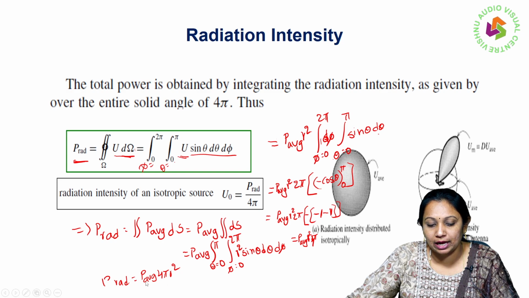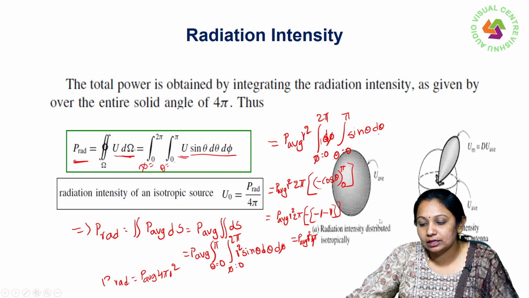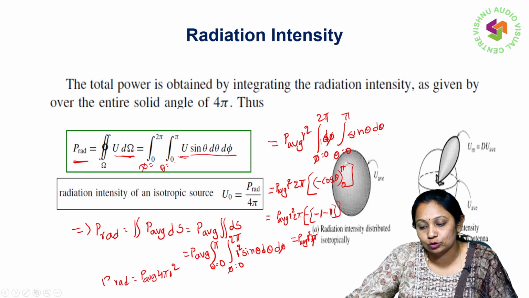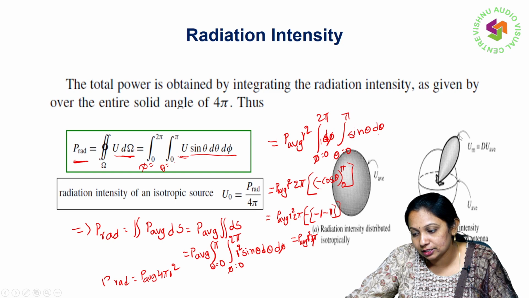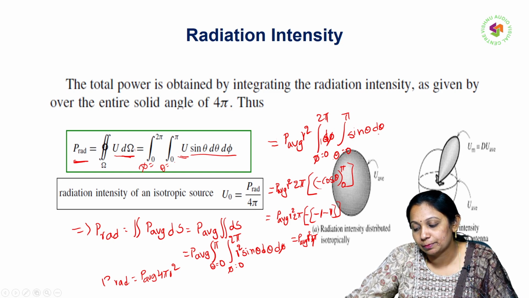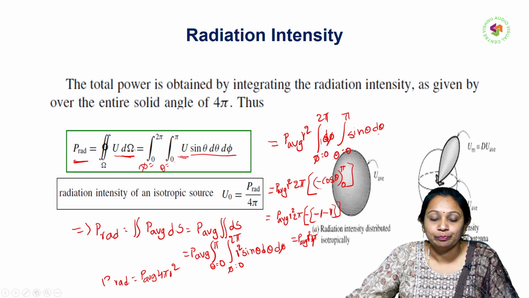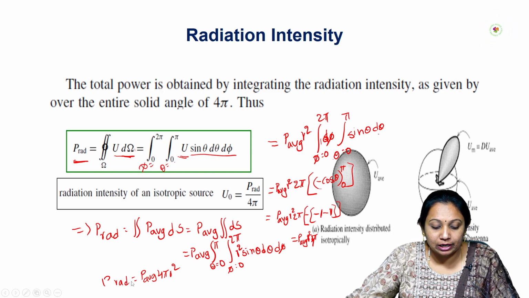This is one way to calculate the radiated power, and these are the graphs. If the radiation intensity is distributed isotropically, this is the picture. If it is a directional antenna, the radiation intensity picture is like this, with radiation towards particular directions, as from an actual antenna. This is the way to calculate the total radiated power for any practical antenna.